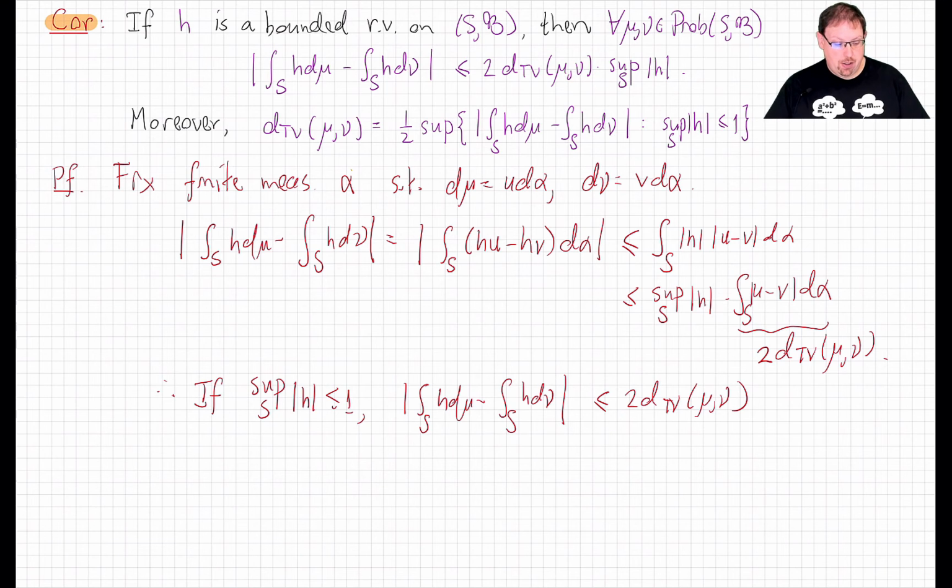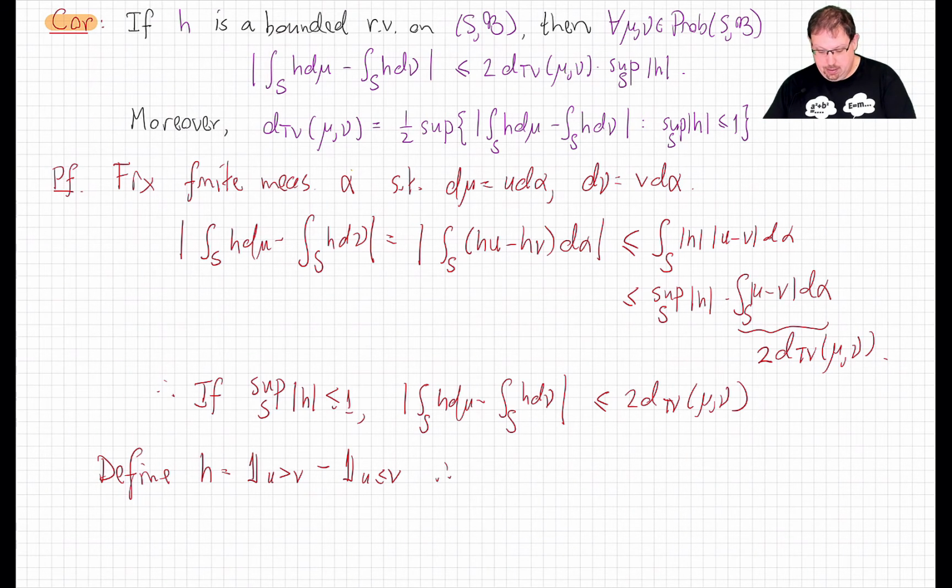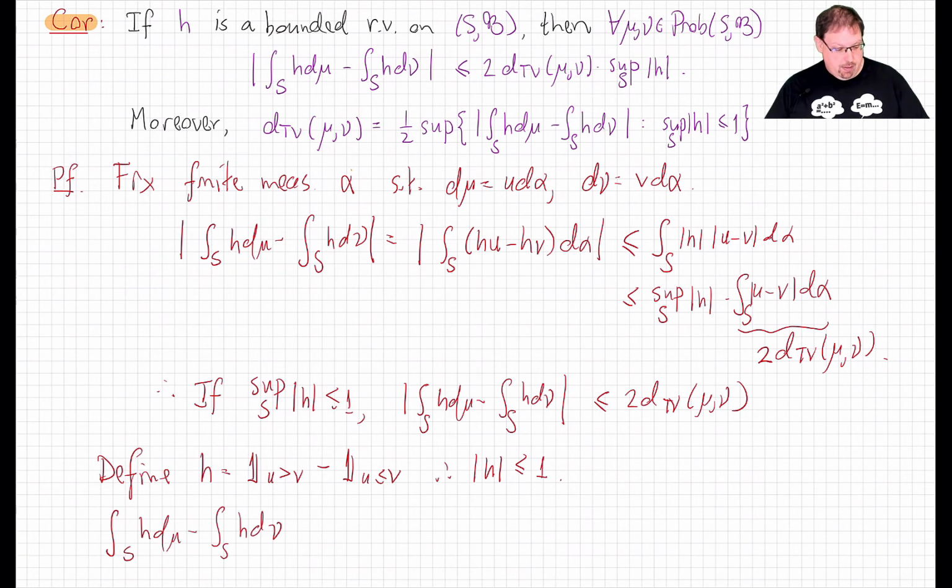To prove the reverse inequality, we use the exact same saturation argument that we gave in the proof of Scheffé's lemma. That is, if we define h to be the indicator of the set where u is bigger than v, minus the indicator of the set where u is less than or equal to v. Well, since the sets where u and v are greater or less than each other are disjoint sets, this difference of two indicator functions takes values either plus or minus 1. So it is bounded by 1 in absolute value, and we can check that the difference of the integrals of that function h is exactly equal to this.